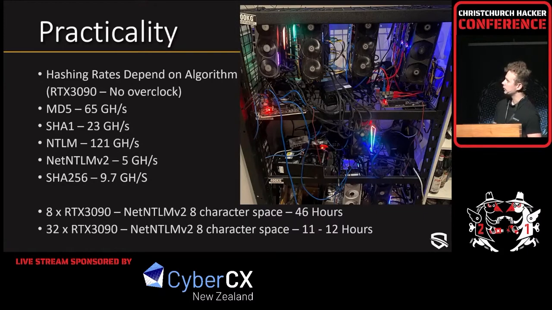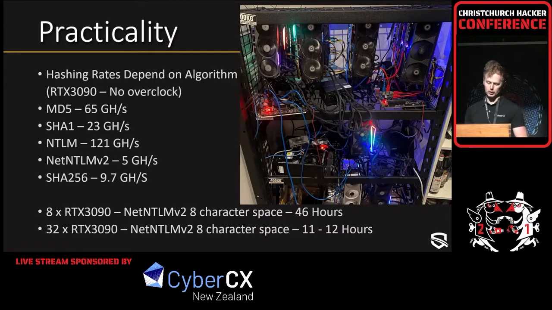An individual one of those RTX 3090s could crack hashes at the rates kind of explained there. We were talking about trying one combination on a bike lock before, every 10 seconds. You're now looking at trying 65 billion passwords every second for MD5, up to like 121 billion passwords per second in original NTLM.